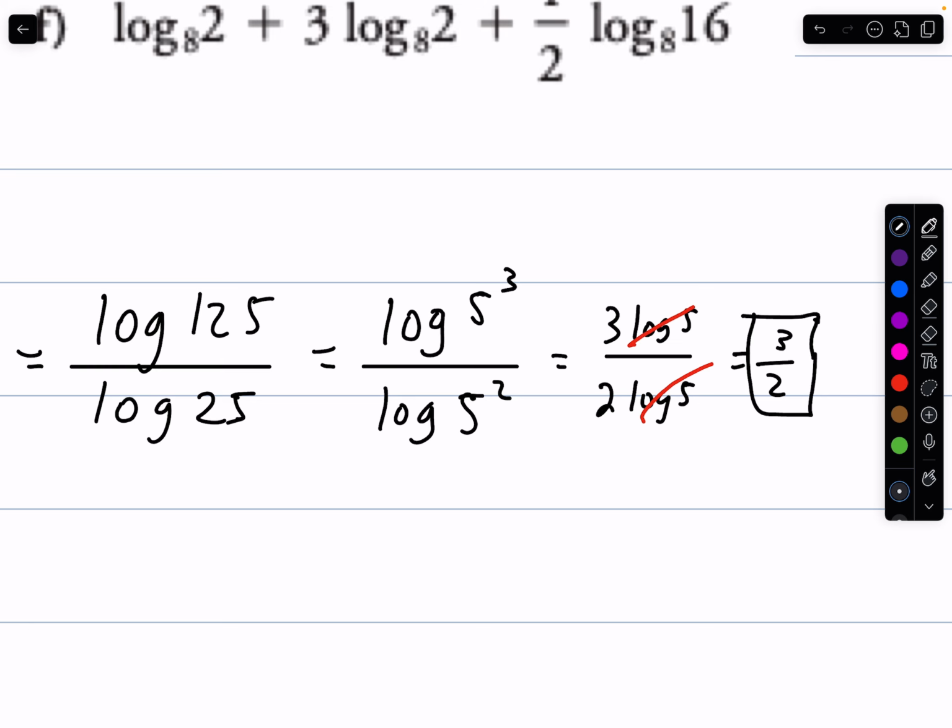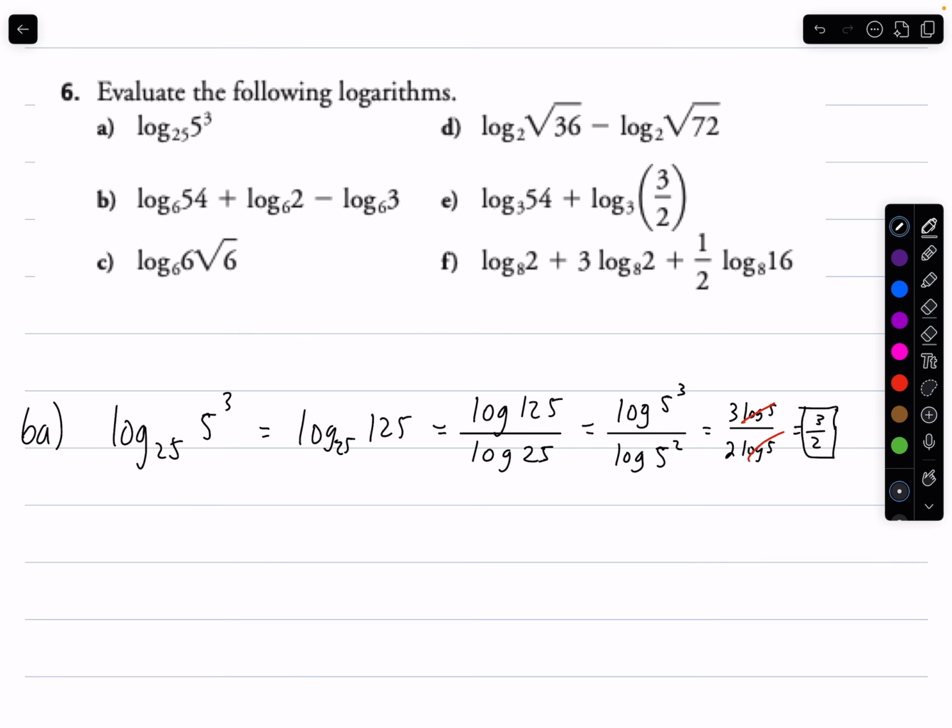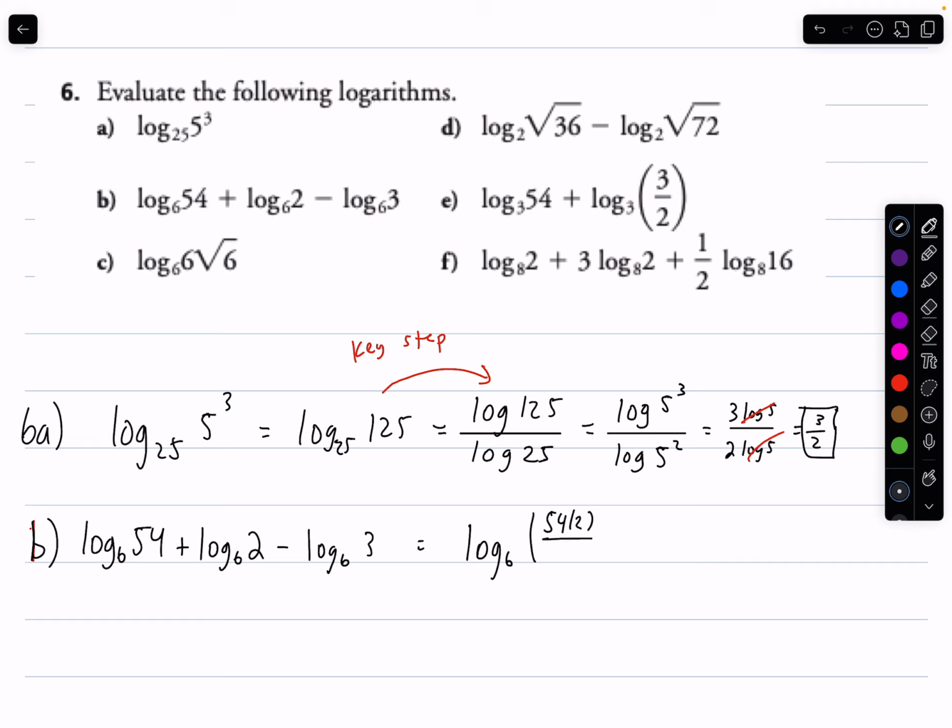So this one was a little interesting, right? We evaluated the 5 cubed to get the 125, and then this step right here is the key step, which is the division statement. Once we made the division statement, then we found a common base so that we can cancel it out. So let's go to question 6b. We have log base 6 of 54 plus log base 6 of 2 minus log base 6 of 3. This one's pretty easy. We can just say 54 and 2 are going to be multiplied to each other, and the 3 is going to be divided out.